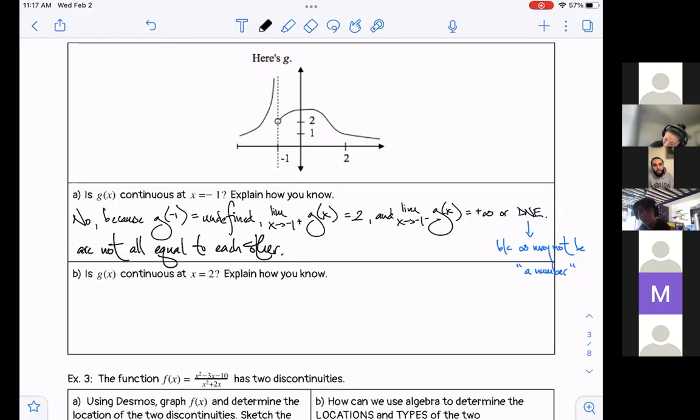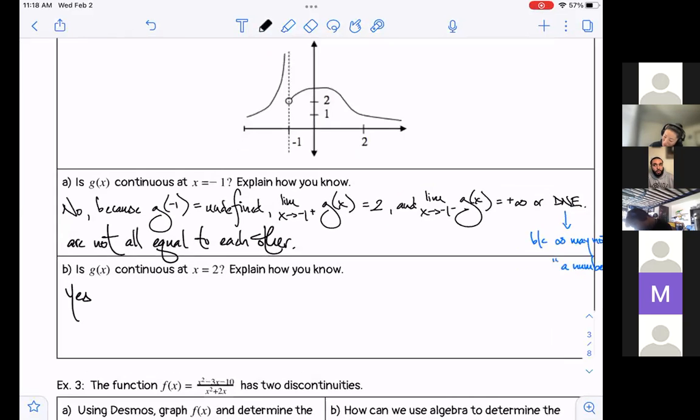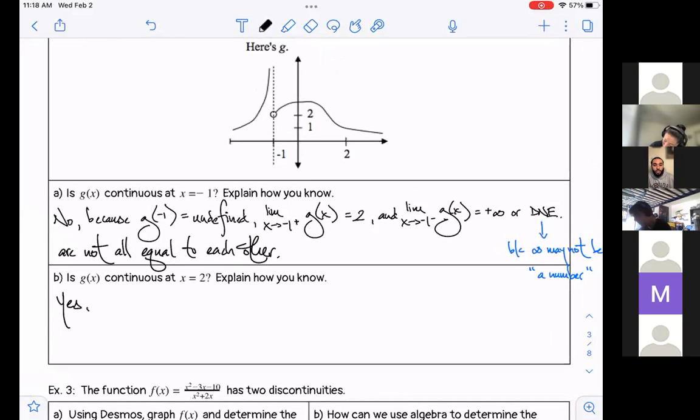Yes. All right. I agree. Yes, this is continuous, right? Now we want to make sure we can explain why we think that is. And so we're going to find these three values again and see what happens. Okay. So we can say yes, because let's start with g of 2. What is g of 2 equal to?